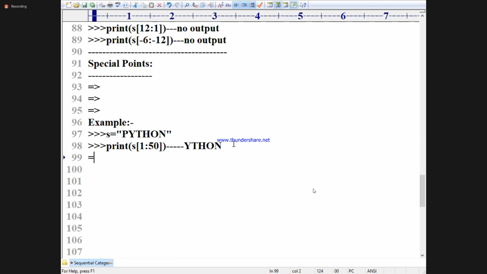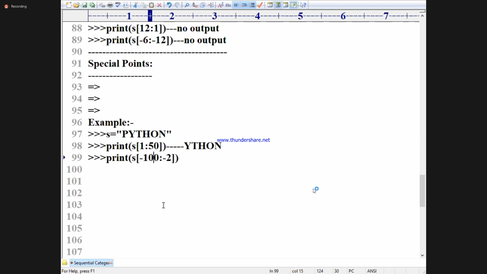And beyond that, I will take one more point. Look at print of S of -100 colon. I will write -5. I will write -2. Is it a valid condition? First of all, is it a valid condition? -100 is less than -2. Okay. But it's supposed to take from where? -100. Of which object?